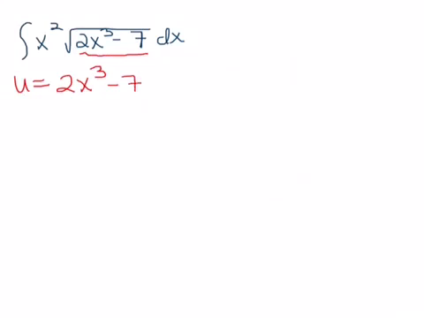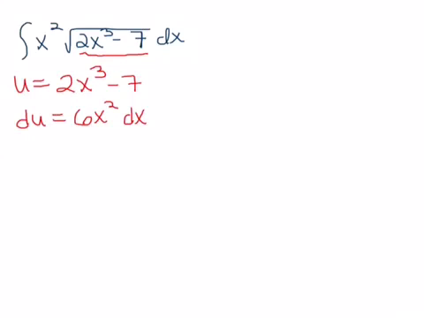After you pick a choice for u that makes sense, the second thing that you want to do is find the derivative of u, or du. So when we take the derivative of both sides of u equals 2x cubed minus 7, we get 6x squared dx. After you pick your u and find du, the next thing to do is to rewrite your integral only in terms of u's.